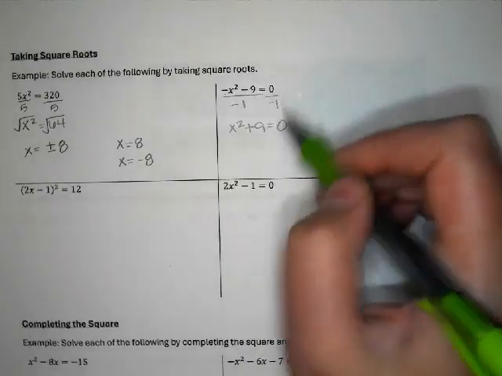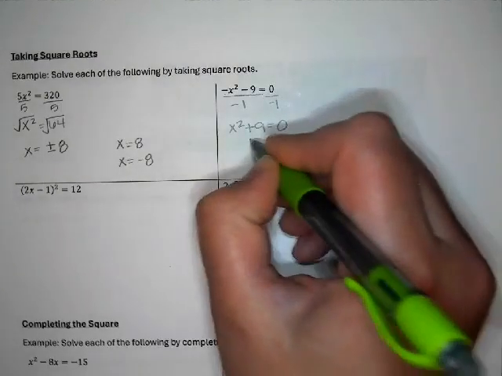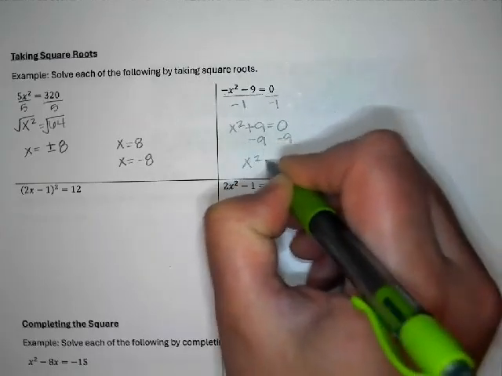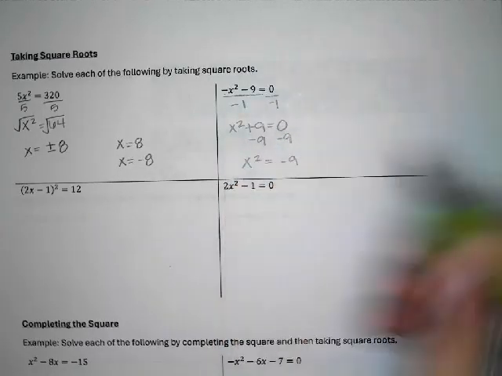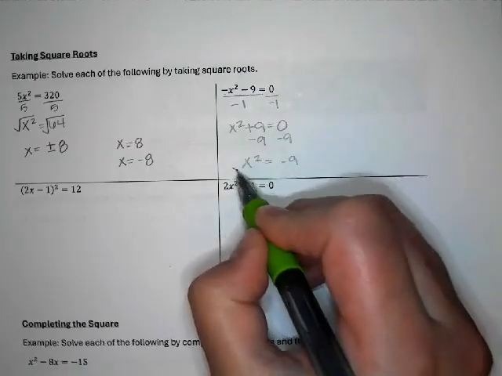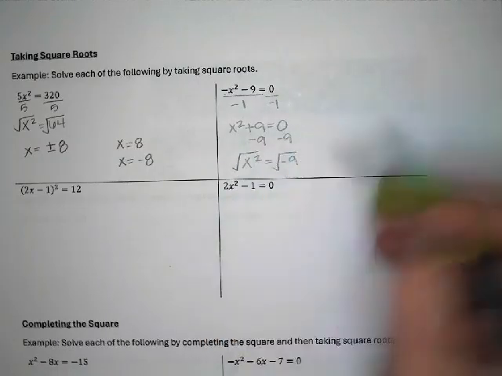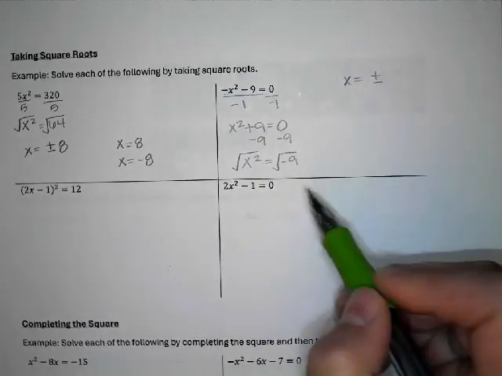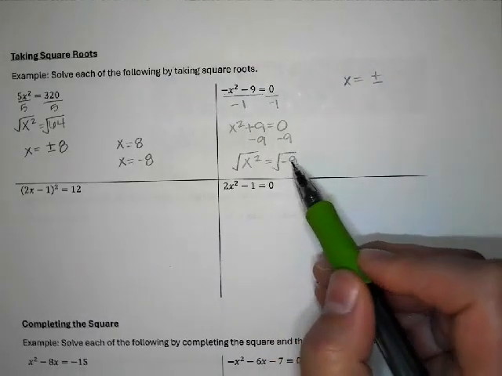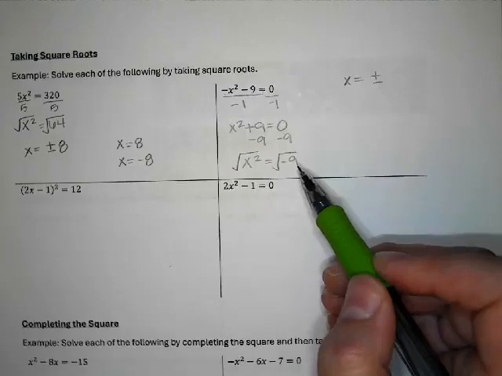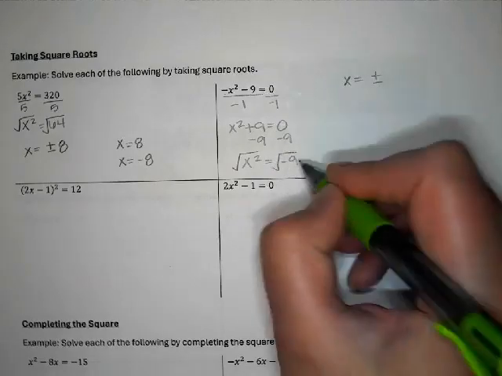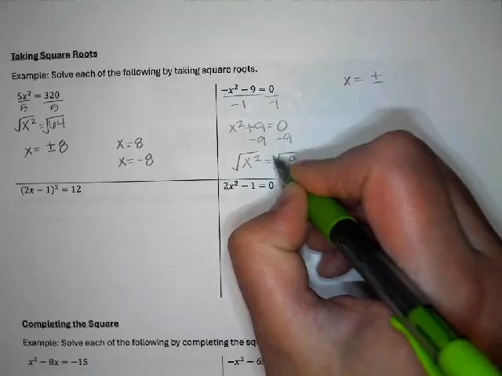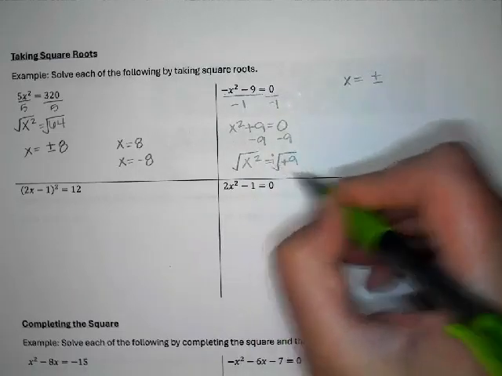Okay, so let's continue this one. I'll subtract the 9 over to the other side. X squared equals negative 9. And then we're going to get the x alone by taking the square root. So x equals plus or minus. And here we have a square root of a negative number, and you can't technically square root a negative number. And so anytime that happens, I always take the negative, I make it positive, and I stick an i in the front. This is going to be an imaginary solution.